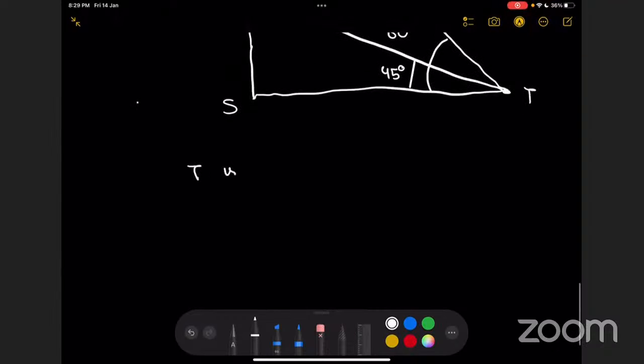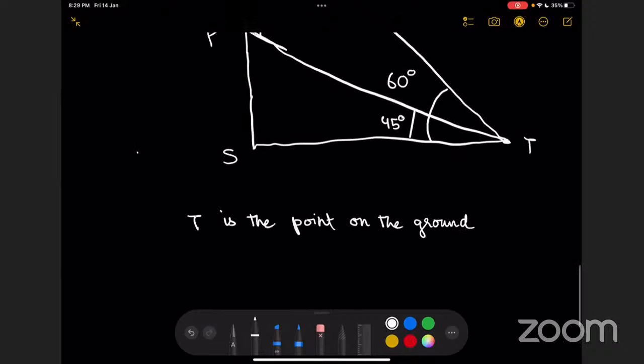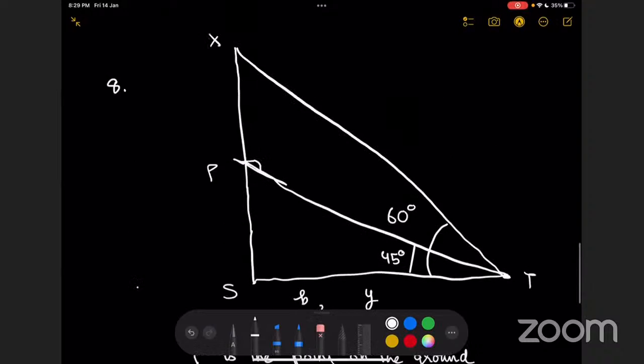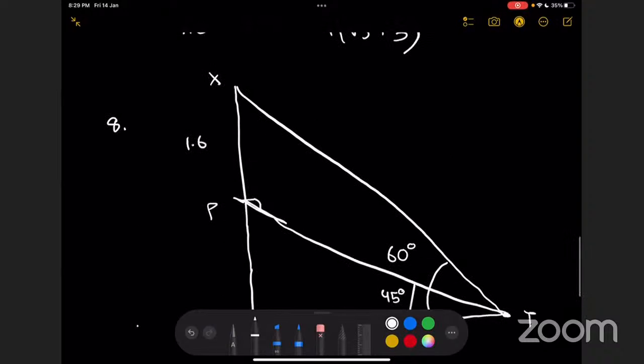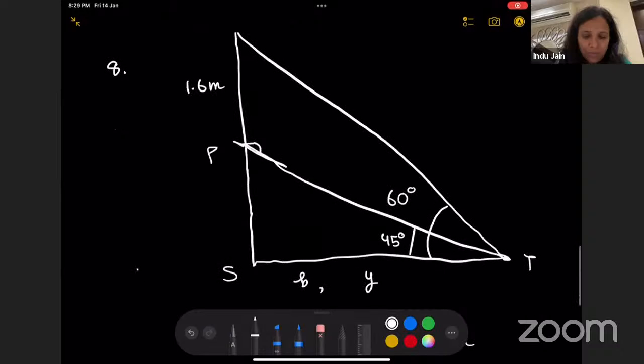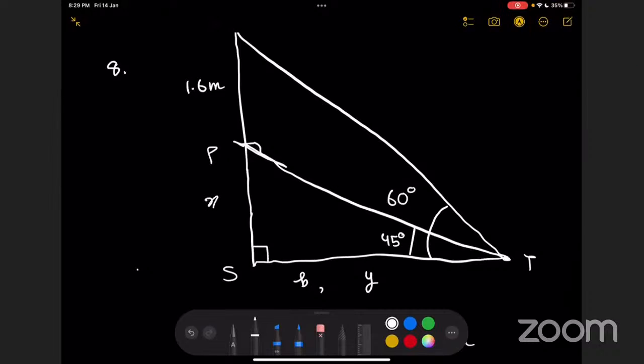P is the point on the ground. And then this is our base. I'm going to write B here. And we're going to just take this as Y since we don't know. But we know the statue is 1.6 meters tall. Let PS be X. Yeah, PS will be X.